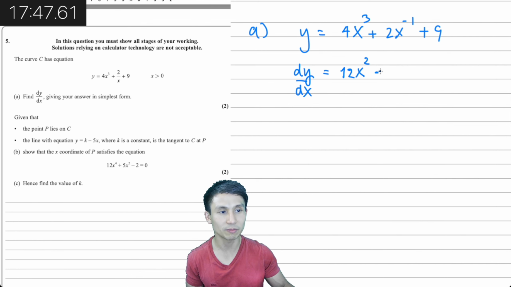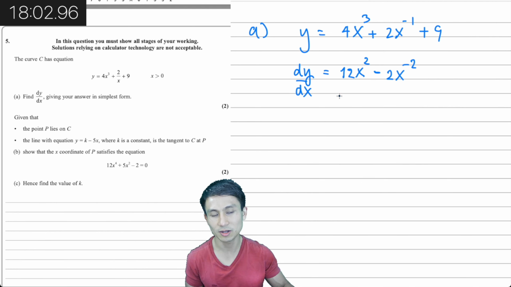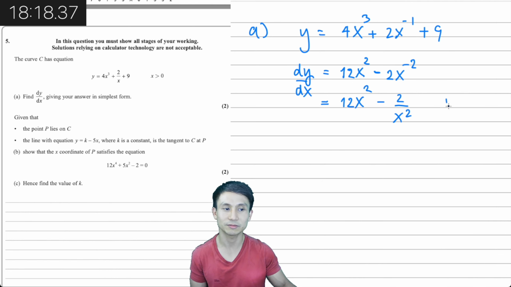Again, bring the power down to multiply, we get minus 2. Minus the power by 1, we get minus 2. And 9 basically differentiated to get 0. So that's done for the first part. Simplifying in the simplest form, maybe we can bring x to the minus 2 out and 2 as well here. You know what, I'm just going to write 12x squared minus 2 over x squared like that. That's the answer.